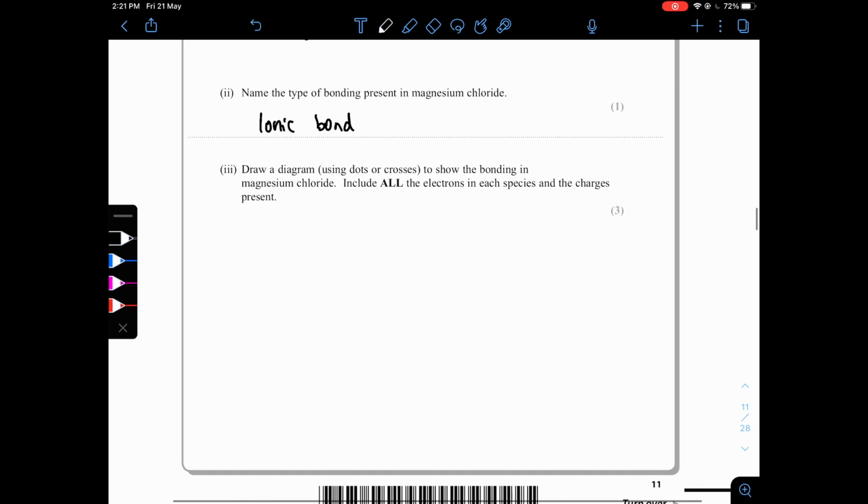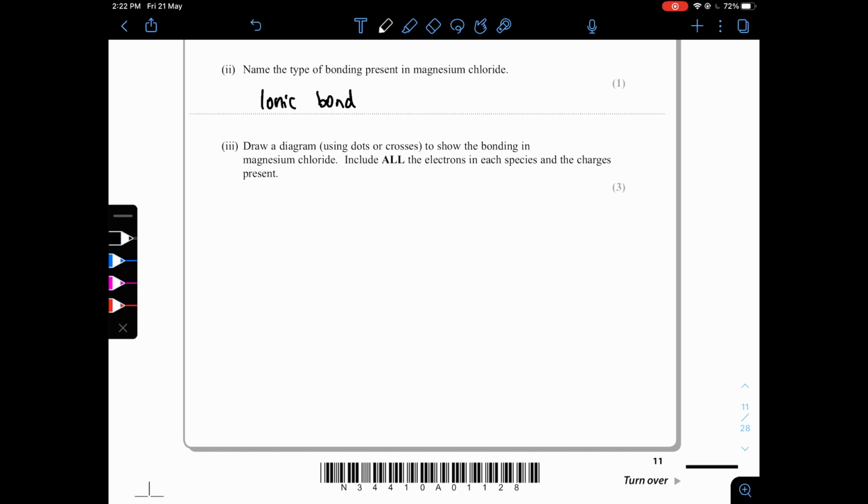The next question says draw a diagram using dots and crosses to show the bonding in magnesium chloride. Include all the electrons, all of them, in each species and the charges present. The key thing here is that they put it in bold, all of them, so we need to show all of it. We'll do dots for the magnesium electrons and crosses for the chlorine electrons.